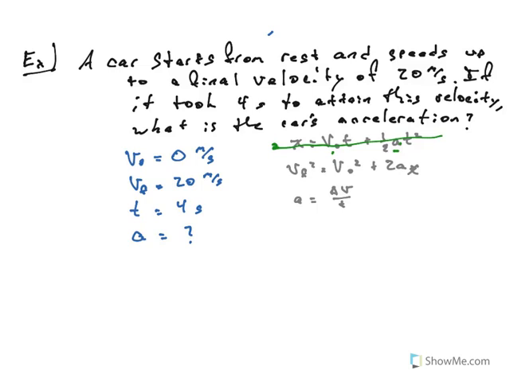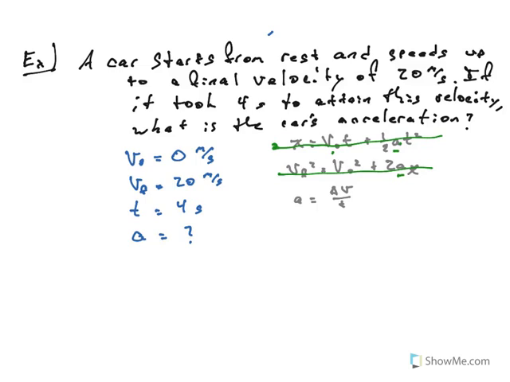Does this have A in it? Yep, there's the A right there. Do I know all the pieces of information? Vf, I have Vf. V naught, I have V naught. A, I'm looking for. X, again, I don't have X. I don't know the distance, so can't use him. All right, well, I got one more to go, so I better have all of this information, because if I don't, then I'm really stuck.